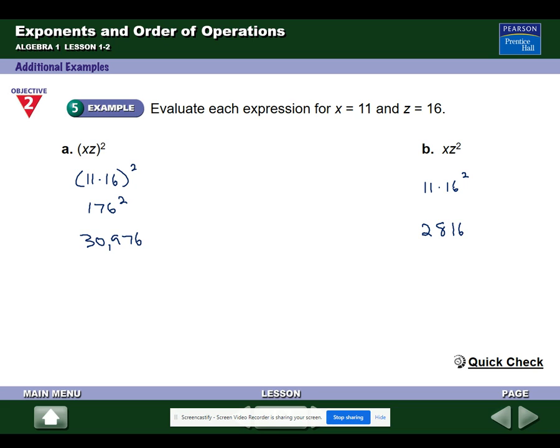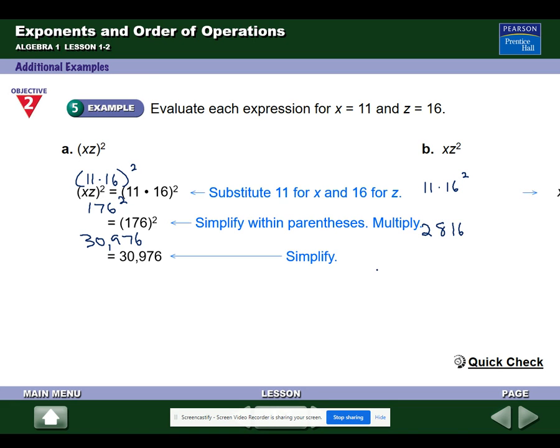But again, because we're emphasizing order of operations here, 16 squared, that was 256. The exponent came first, then we do the multiplication. We're just following order of operations there.